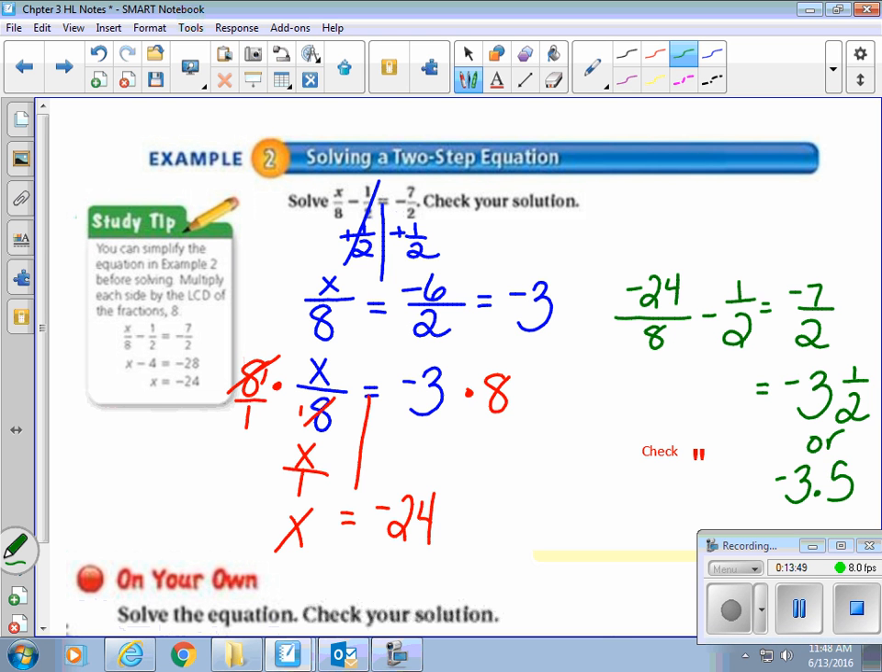And if you plug negative 24 over 8 minus 1/2 into your calculator, it's going to give you one of those two answers. Since it was a fraction, it will most likely give it to you as a fraction. But you have to be able to recognize that that fraction and this decimal are equivalent. They're the same. Therefore, our answer is correct. All right, instead of going through the steps of subtracting fractions and changing to common denominators, something that we should already know how to do, I'm using that calculator to check to speed up the process.